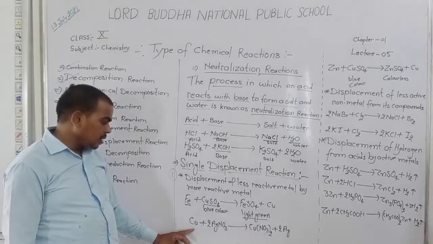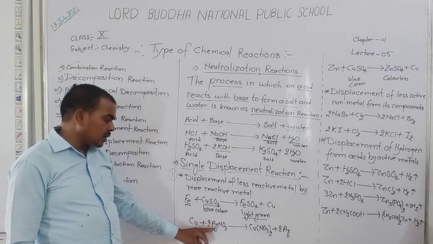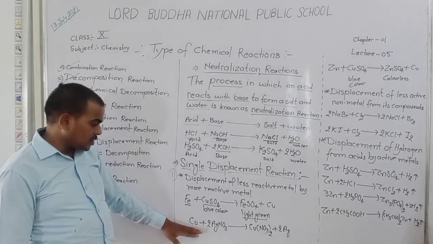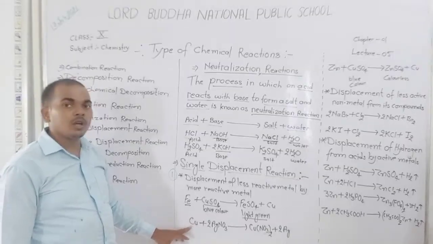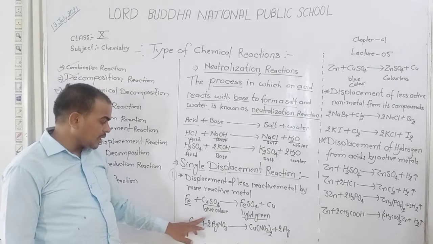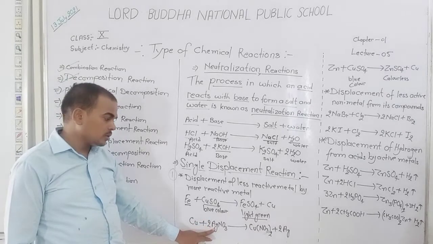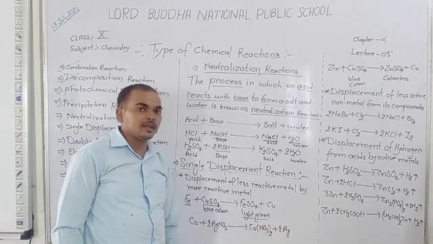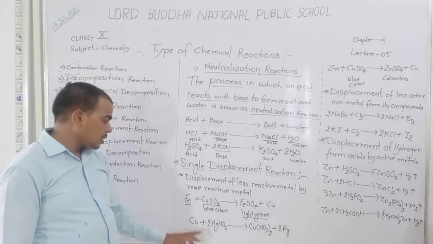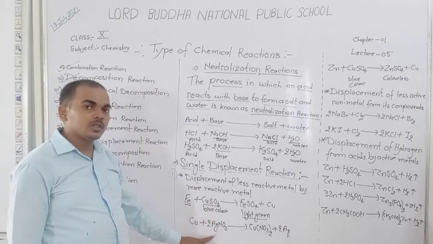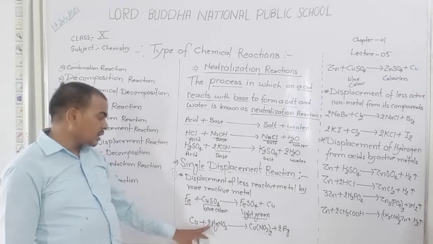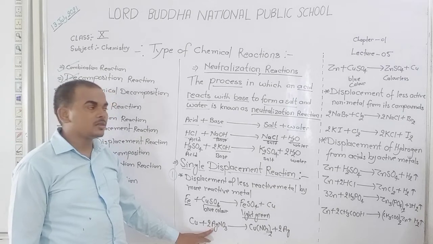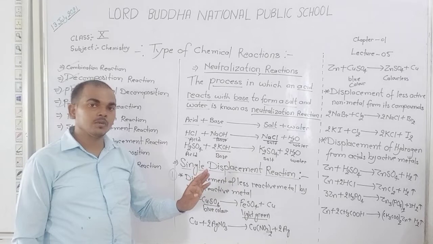Next example, when copper reacts with silver nitrate. Dear student, as compared to silver, copper is a more reactive metal. So copper displaces the silver from its compound and forms cupric nitrate and silver metal, because copper is more reactive than silver. Here only a single metal is displaced from its compound, so this type of reaction is known as single displacement reaction.